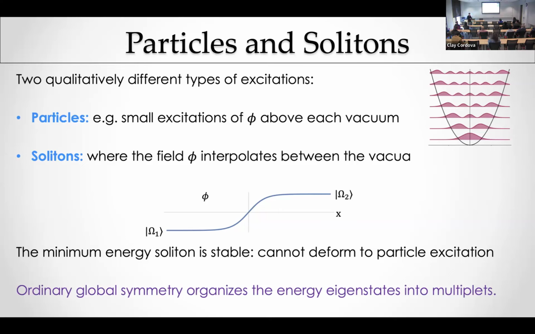Okay, so a soliton is where the field phi interpolates between these two degenerate vacua in space. We're in one spatial dimension, so space is a line. We look at x equals minus infinity, where we happen to be in the ground state omega 1, and at x equals plus infinity, we're in the ground state omega 2. And we call that a soliton.